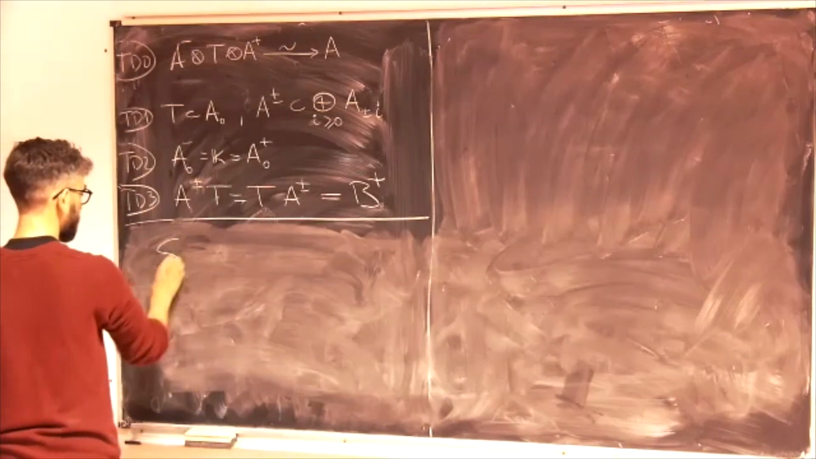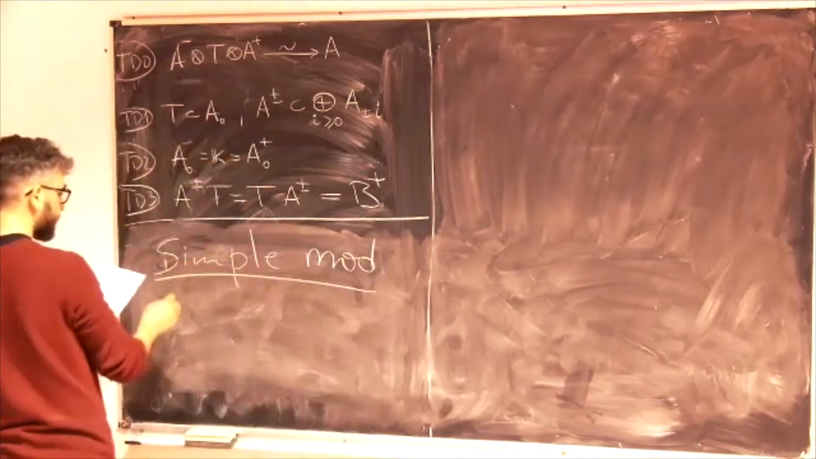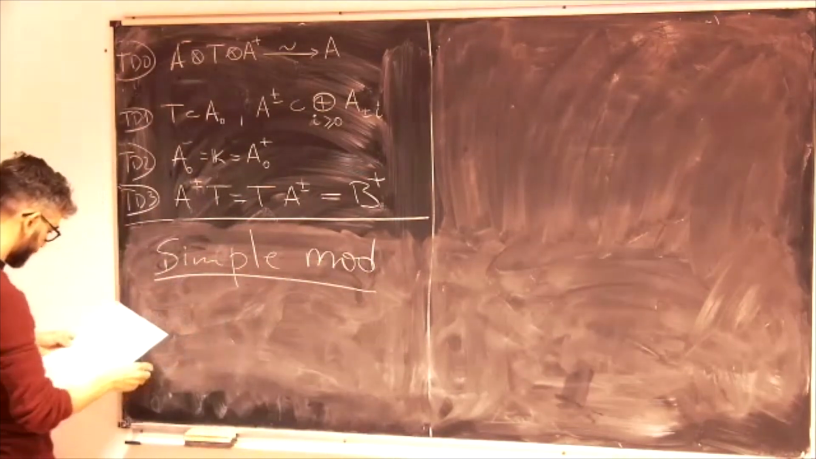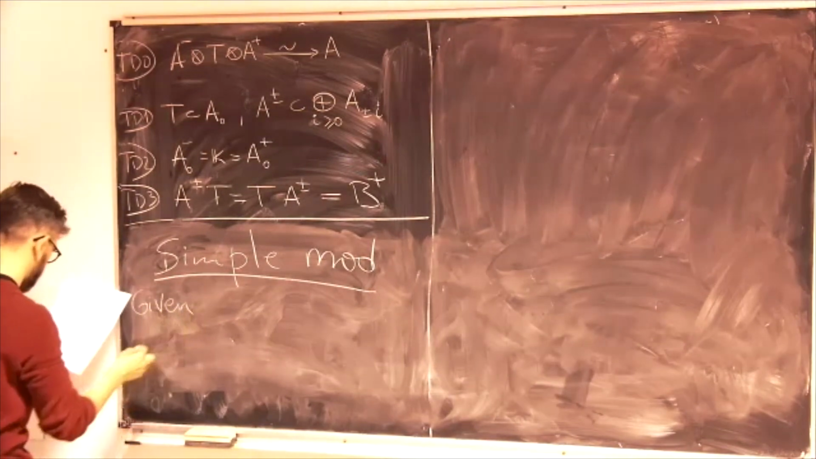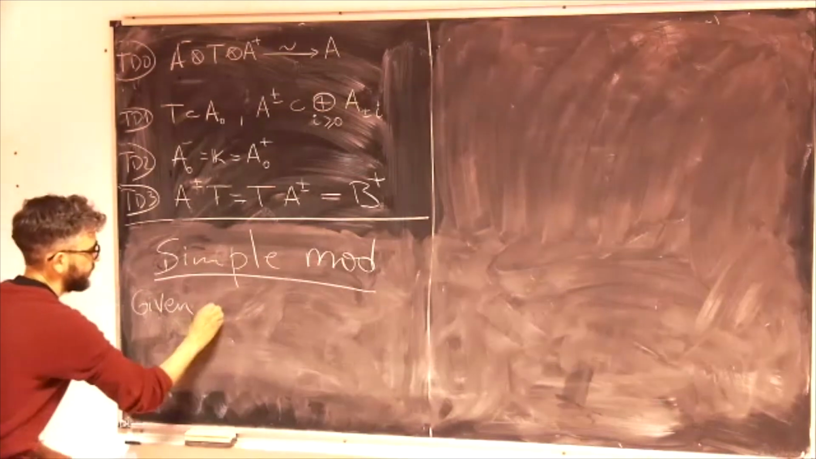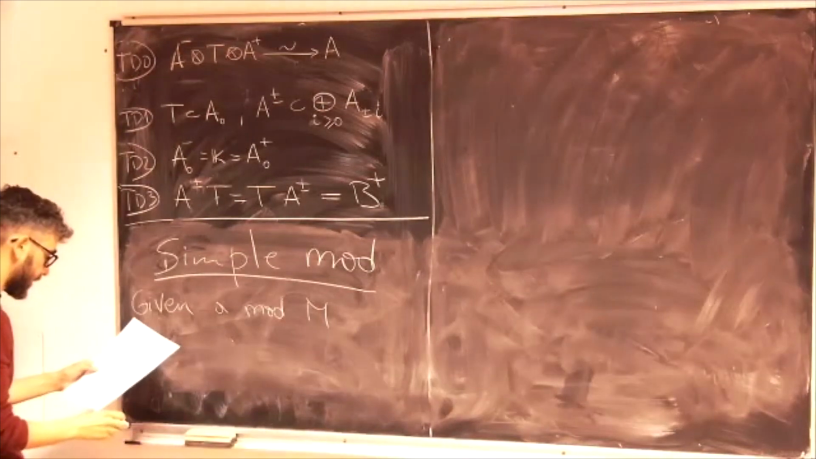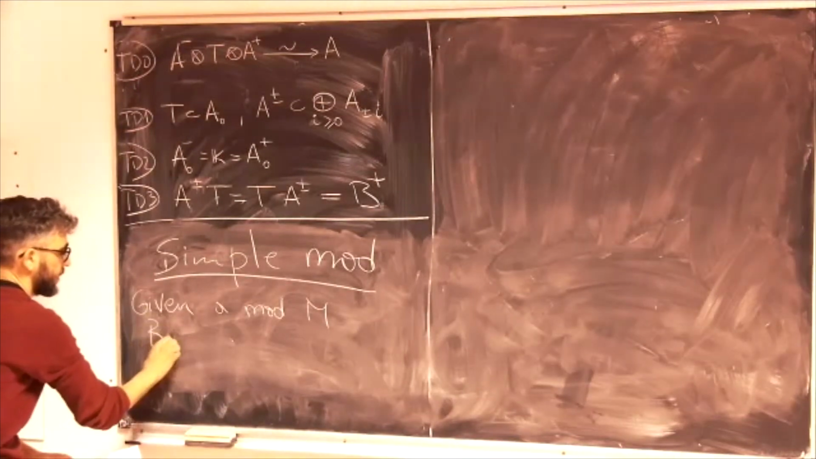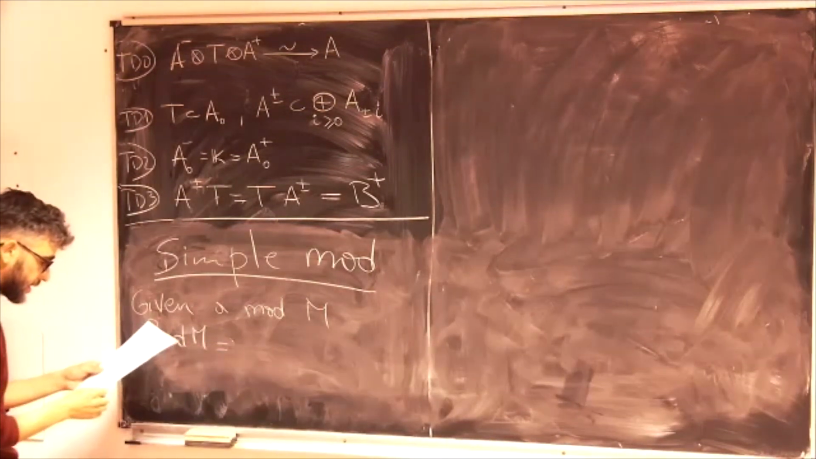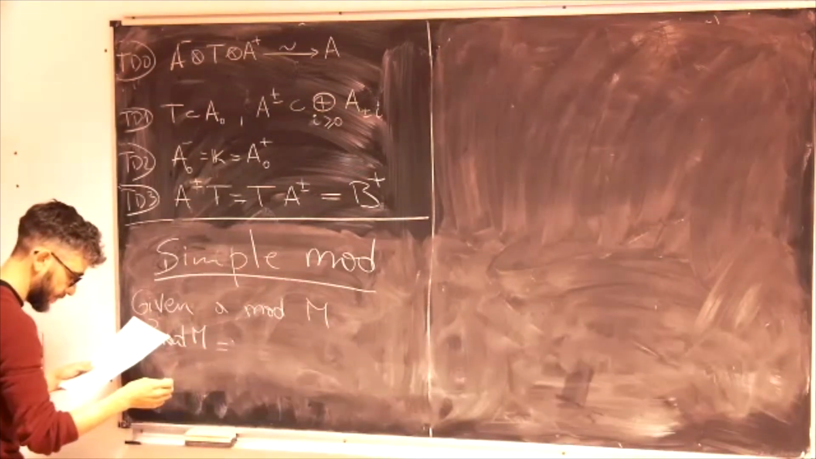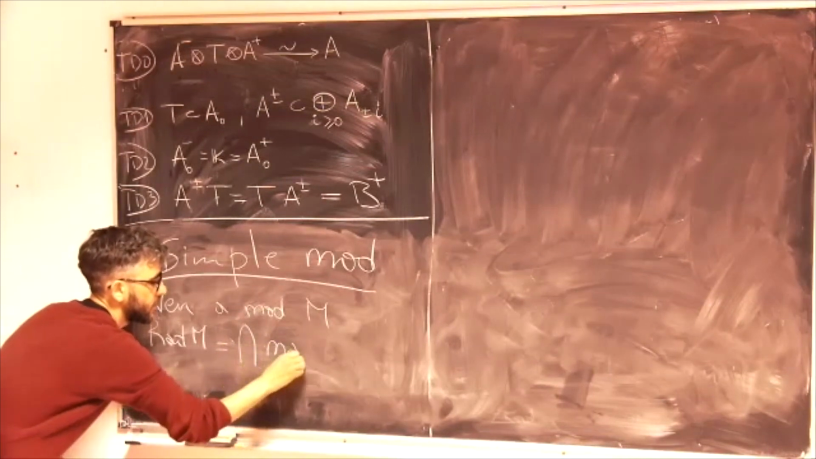So let me start with a new section, simple modules, and I give you some notation. Given a module M, I recall that the radical of M, this is for a module over any algebra, it is the intersection of the maximal submodules.